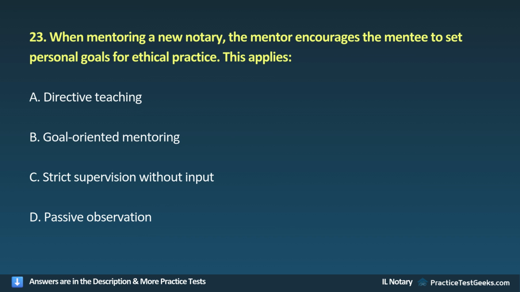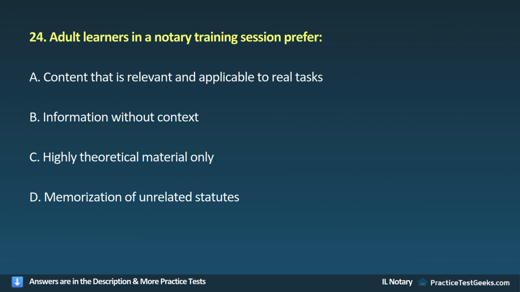D. Passive observation. 24. Adult learners in a notary training session prefer A. Content that is relevant and applicable to real tasks. B. Information without context. C. Highly theoretical material only. D. Memorization of unrelated statutes.